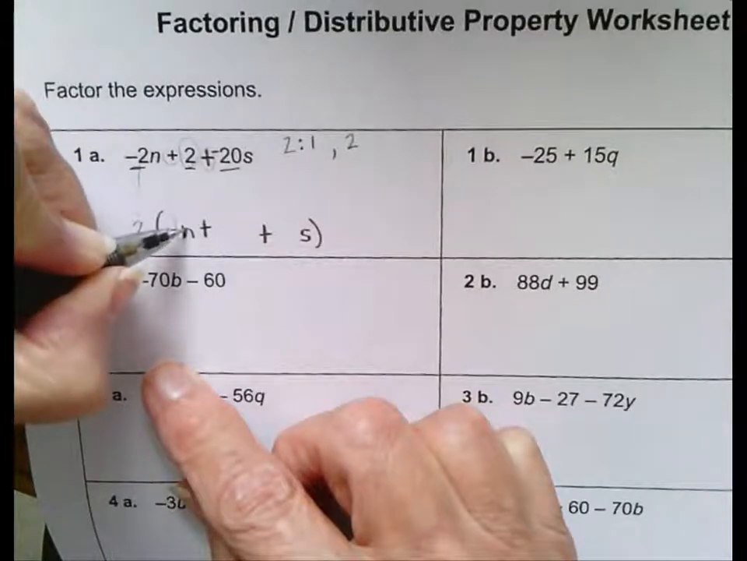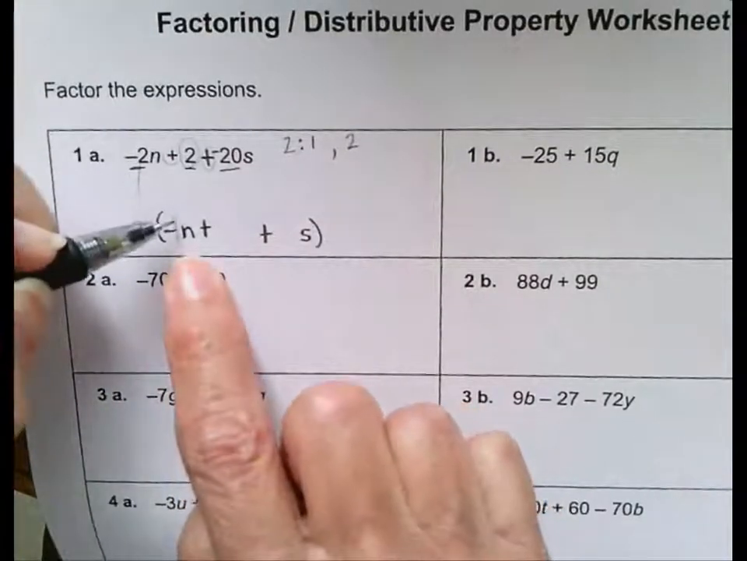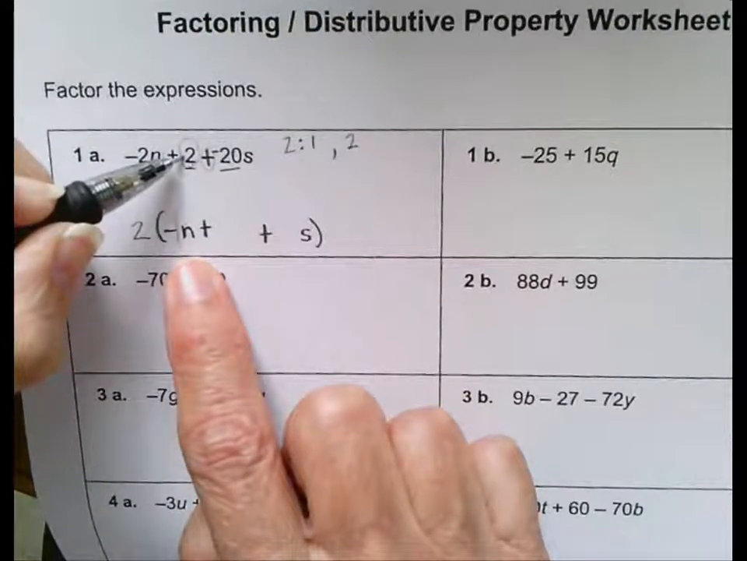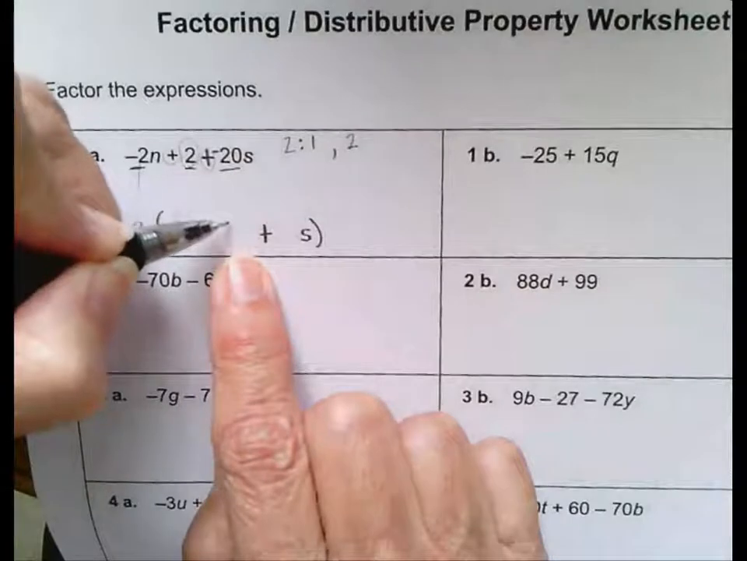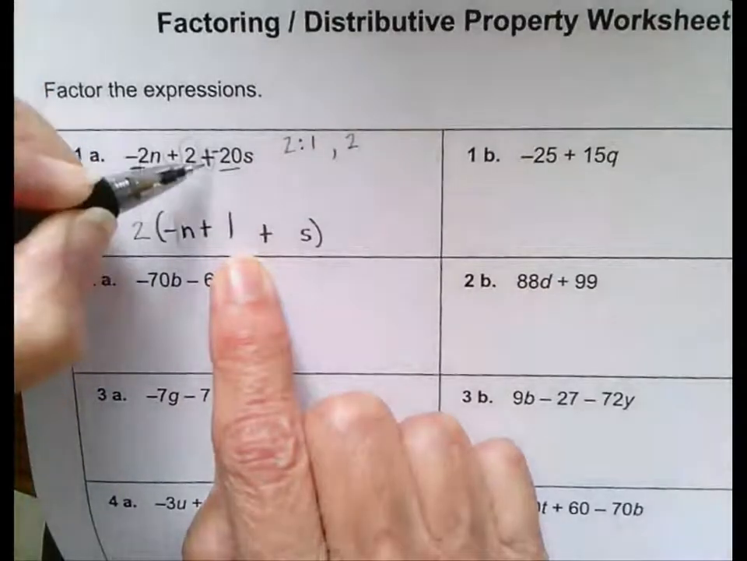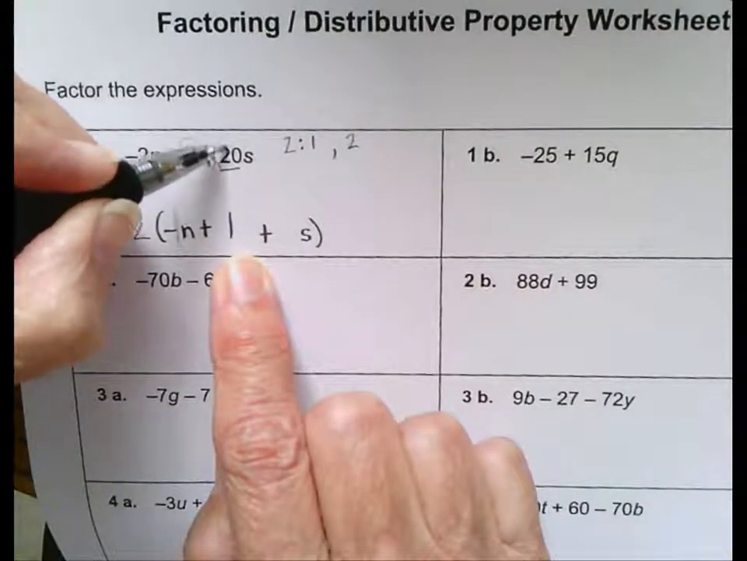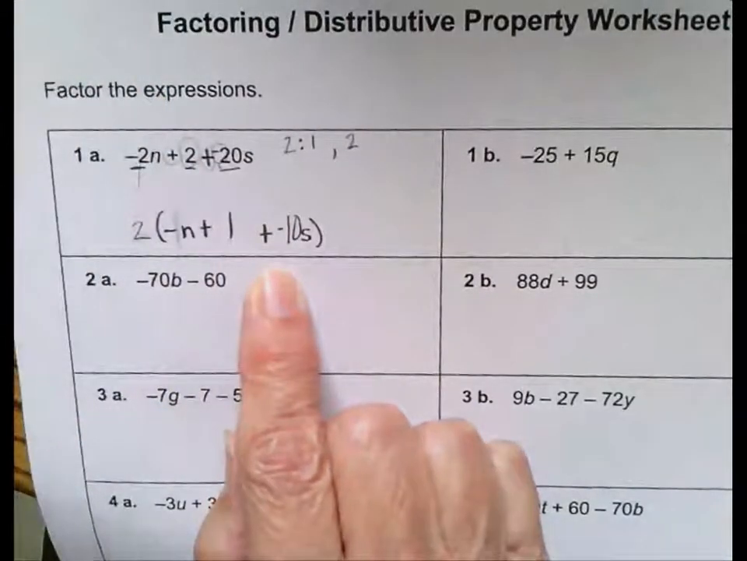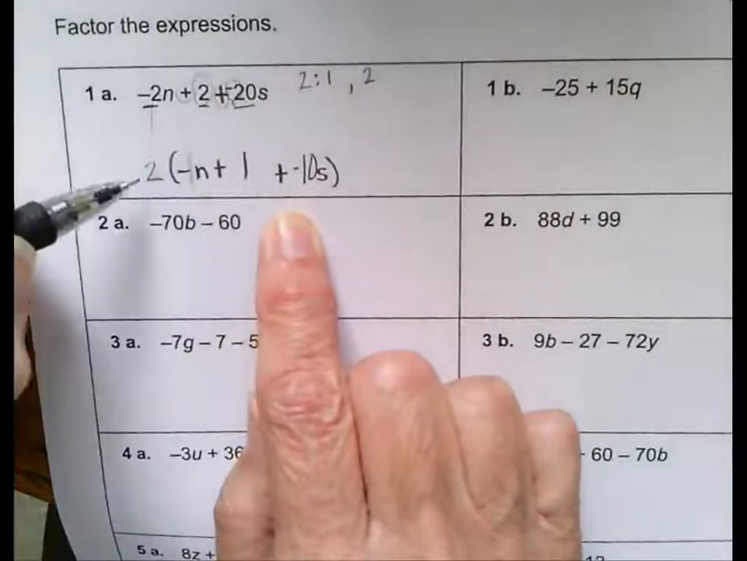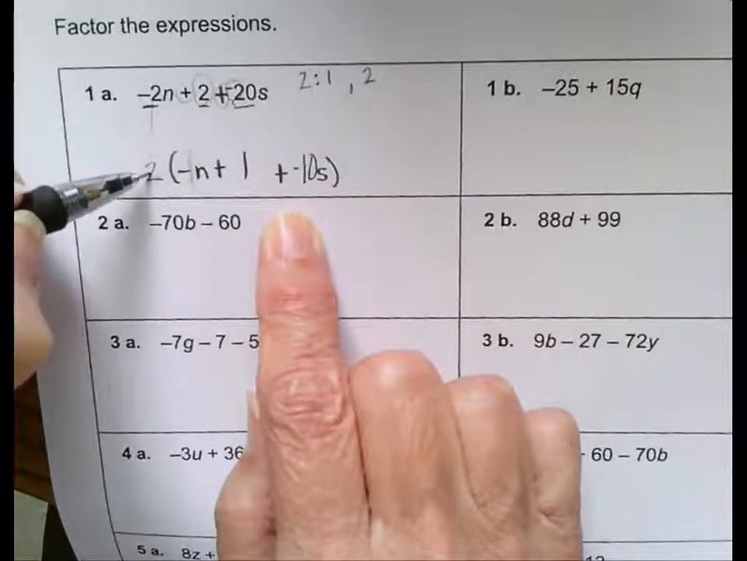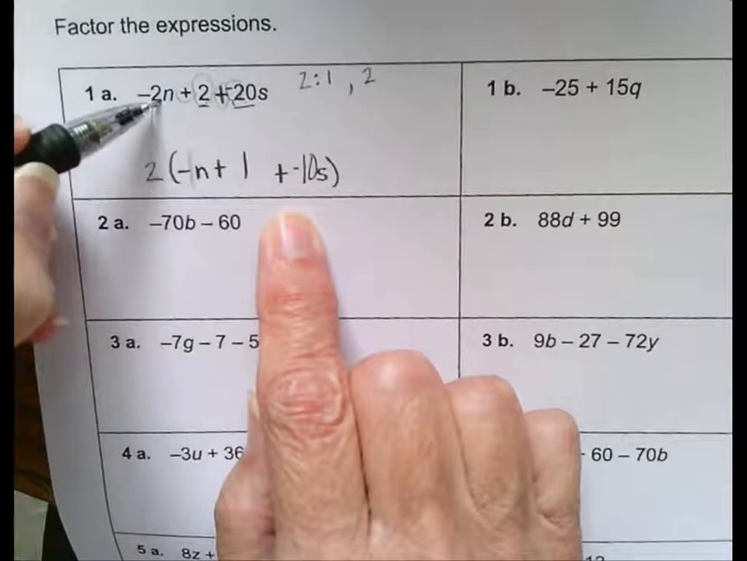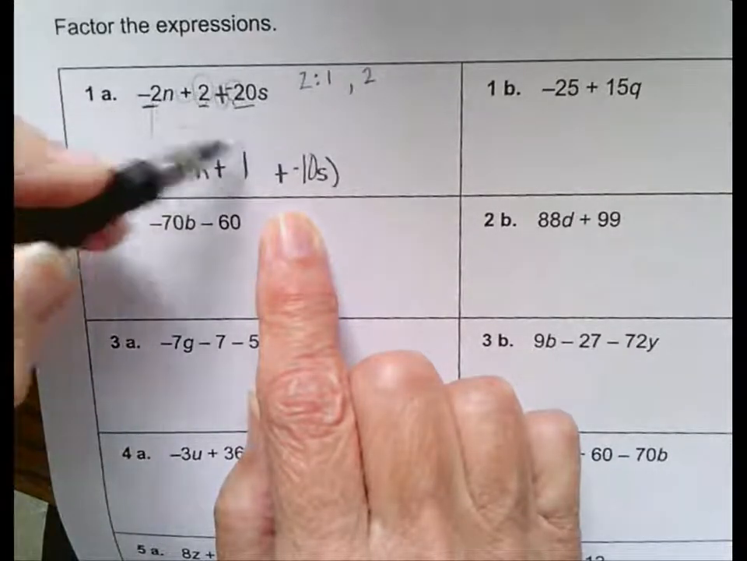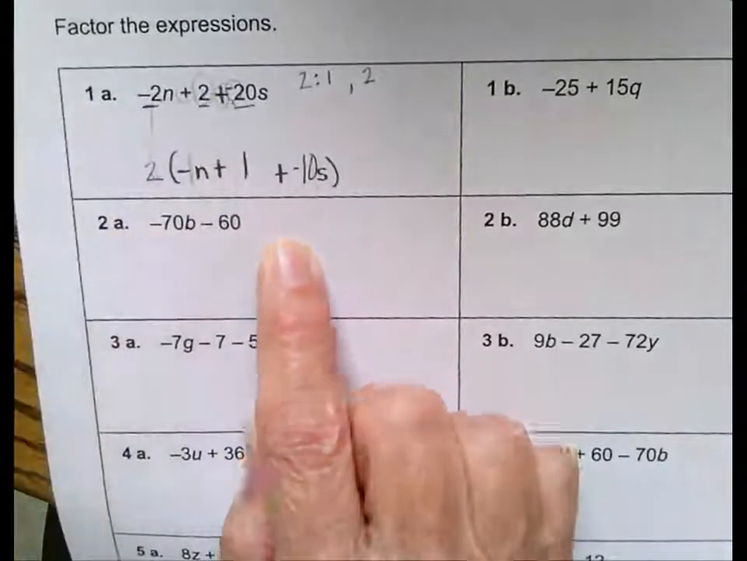As you get further and further into algebra, you're going to see that they're going to drop that 1. 2 times what gives me a 2? Well, that would just be a 1. And 2 times what number gives me -20? Well, that's going to be a -10. And then I can check myself to make sure that I did this correctly. 2 times -n would be -2n. 2 times 1 is 2. And 2 times -10 is -20.